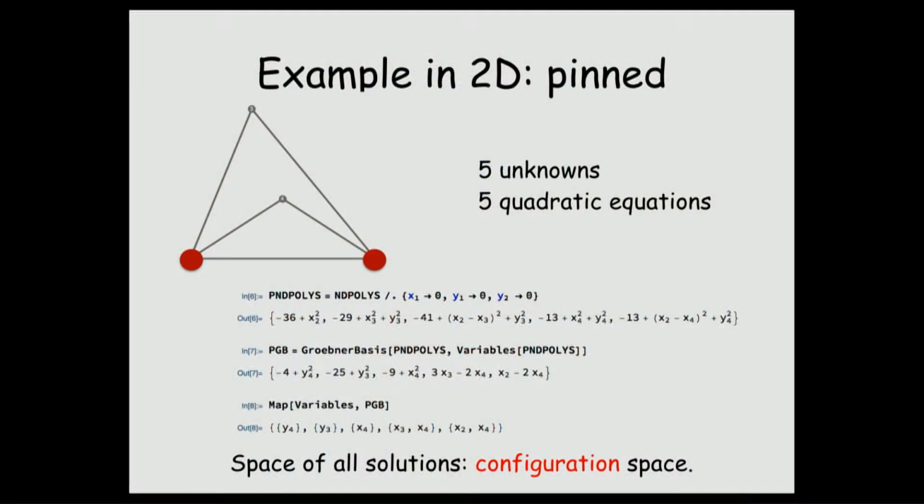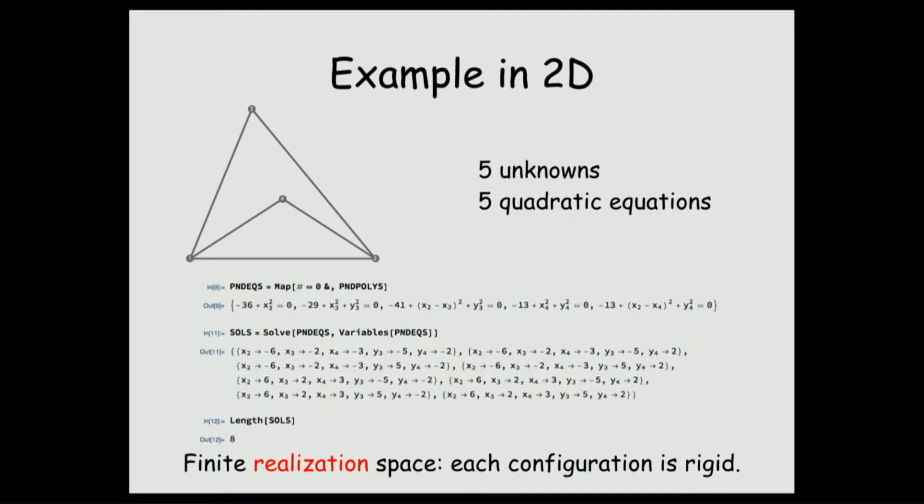However, if I pin, so I specialize some of these variables, I pin the x and y to 0 and force this vertex to be on the x-axis, the polynomials are much simpler. The Gröbner base is much simpler. You see I have polynomials in just one variable that give me solutions. And in fact, the space of these solutions forms a representative for the configuration space. I can even ask Mathematica to solve it and it gives me all the solutions. And there are 8 of them. So it's a finite realization space where each configuration is an isolated point, so it's rigid.